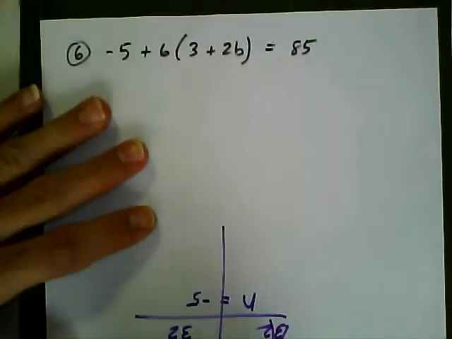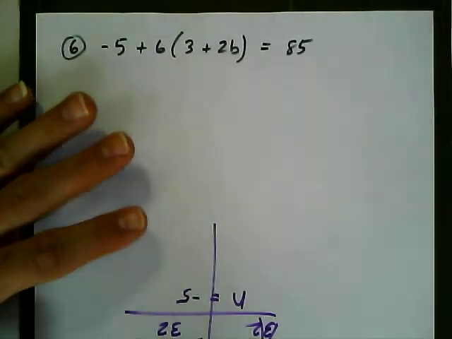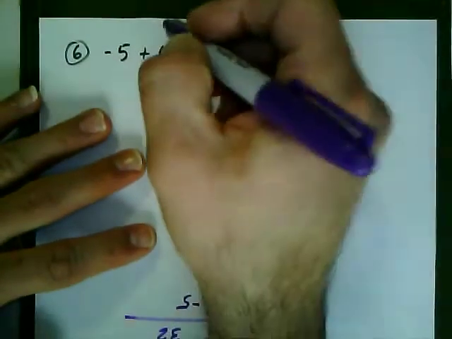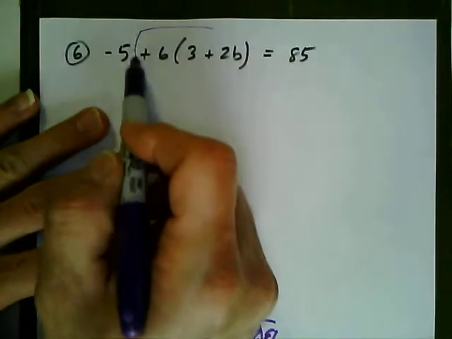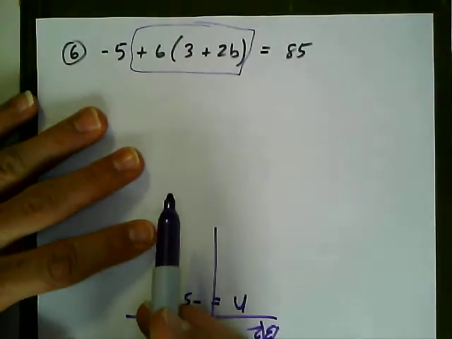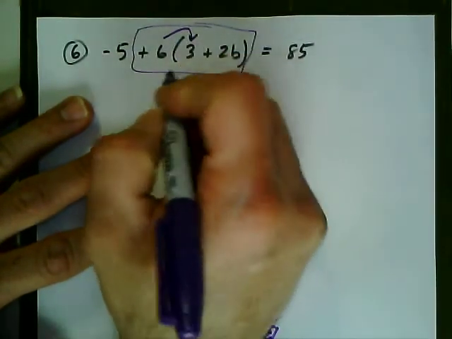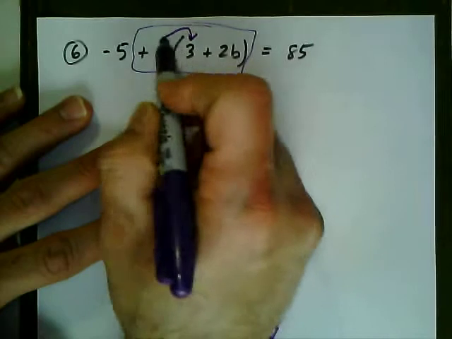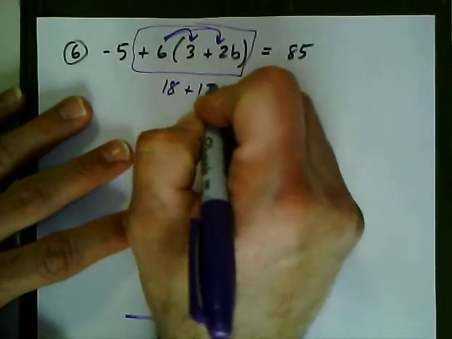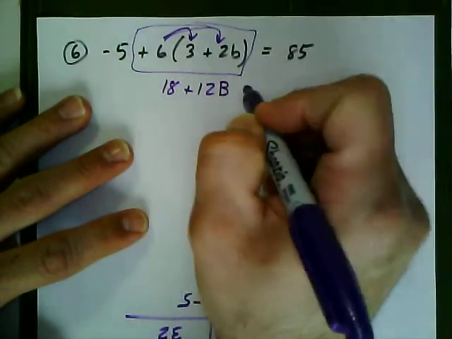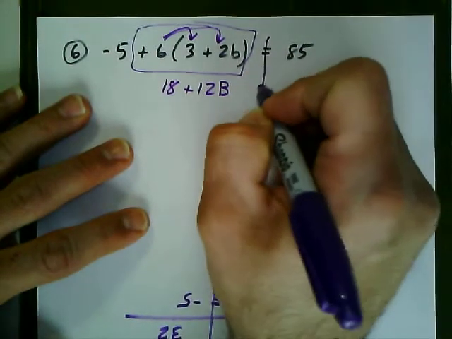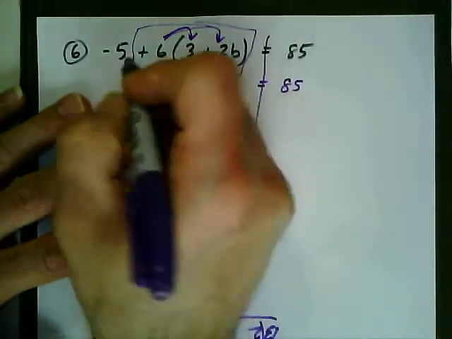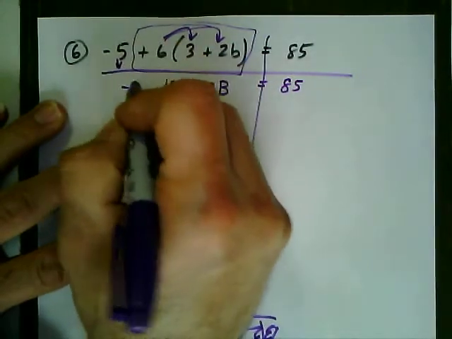All right, here's number 6. Again, if you got it, go on to your homework. If you don't, pay attention. Here we go. And I look at here, that's the part that is attached to the parentheses. That is my distribute. So 6 times 3, 18. 6 times 2 is 12. It has a B. I'll change it to a big B for you. I know that seems to be a problem sometimes. Probably going to run out of room here.